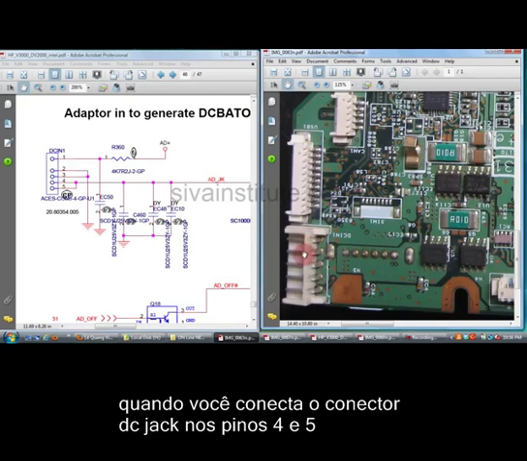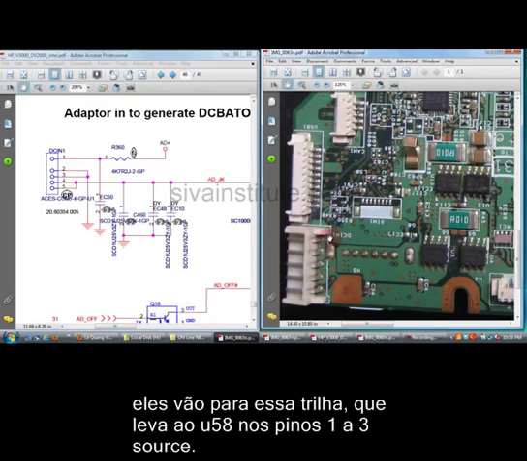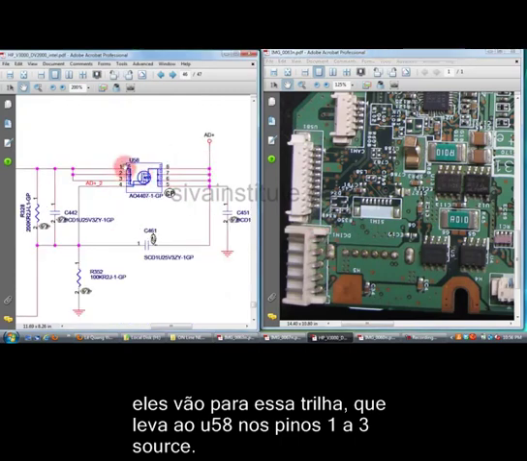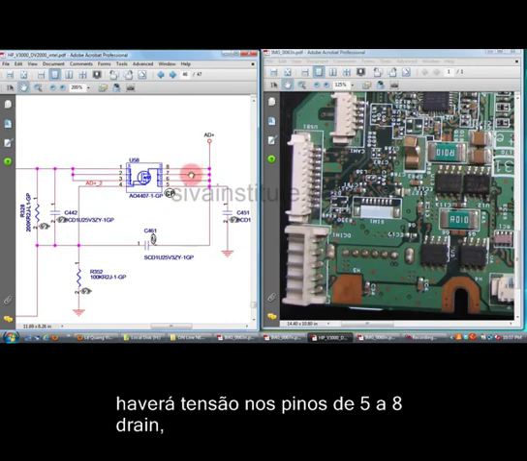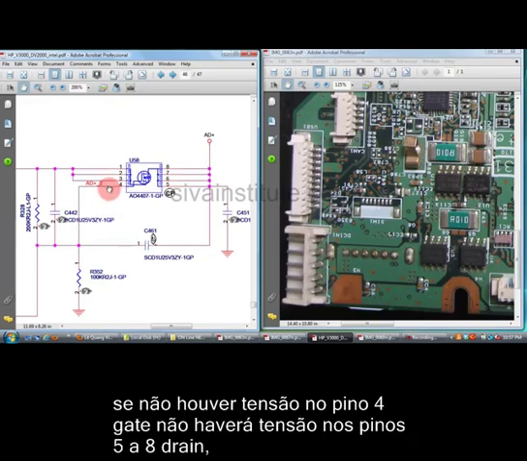When you connect the adapter to these pins, this positive voltage comes out from these pins to this track, to U58 pins 1, 2, 3. These are input pins. When you give 5 volts to this gate, that means pin number 4, the output voltage will be present at pin numbers 5, 6, 7, 8. If there is no voltage at pin number 4, the voltage will not be present here.